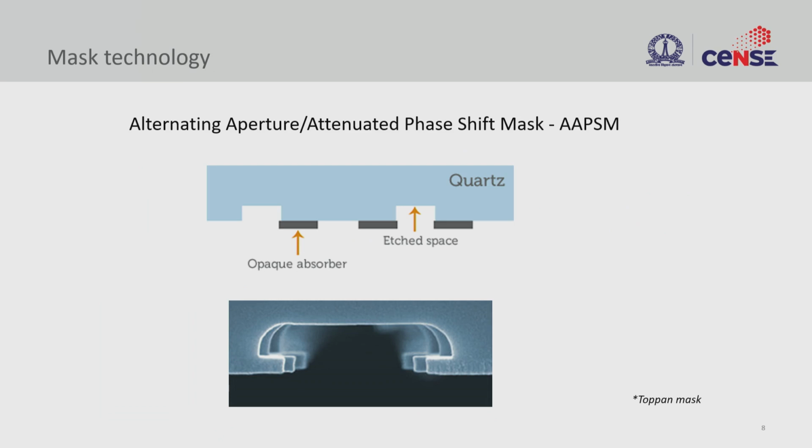And there is something called alternating aperture attenuated phase shift mask. In the previous slide we saw only phase shift being used between two, but here you also put an attenuator. So this is a very complex mask. Here it is transparent, here also transparent, and here it is partially transparent or absorbing. So you can attenuate light here, and here is also transparent.